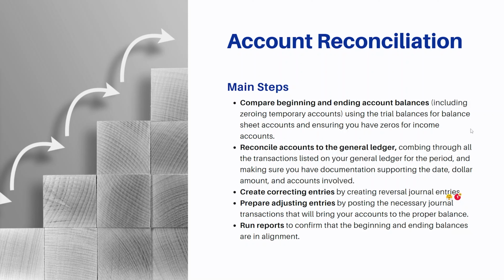And then once those checks actually clear the bank, I can reverse those adjusting entries that I did in the previous month to make sure that I always keep a tally of those unclear items that will bring the account back to match what I have on my financial records. Again, this is all about making sure that the bank statement is matching what I have on the system. And at the end, you just run reports to confirm that the beginning and ending balances are indeed in alignment. And that is basically the end of an account reconciliation.